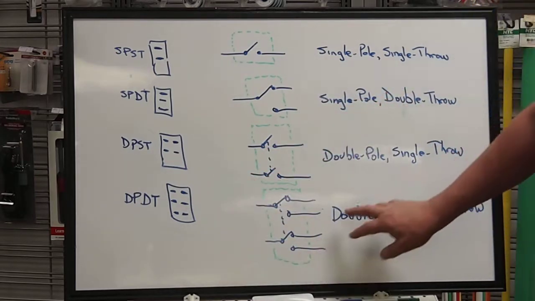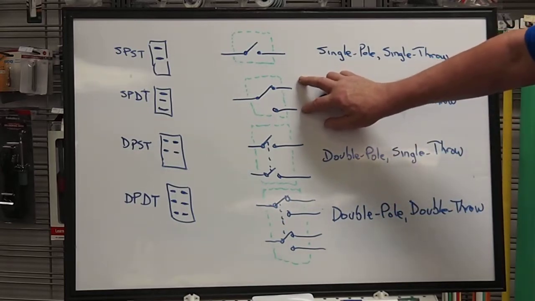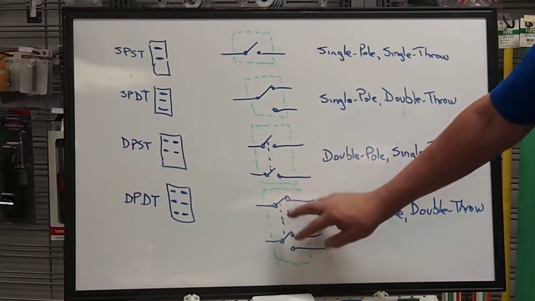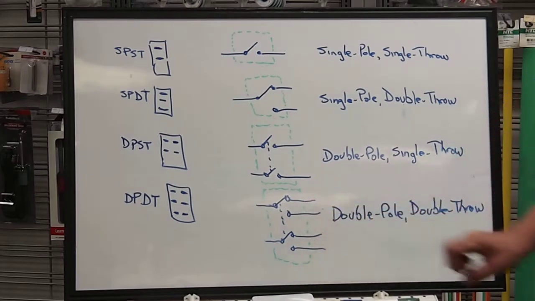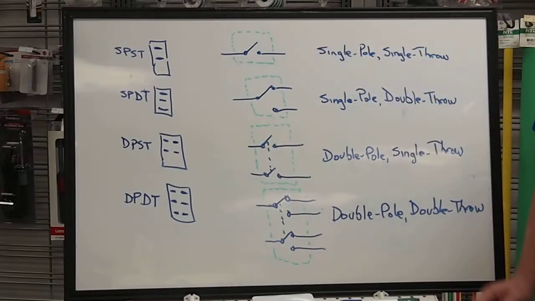Double pole double throw is the same thing as the single pole double throw, except there are two of them. And again, the actuators are controlled at the same time, and again, these could have a center off. These are the most common types of switch contacts.